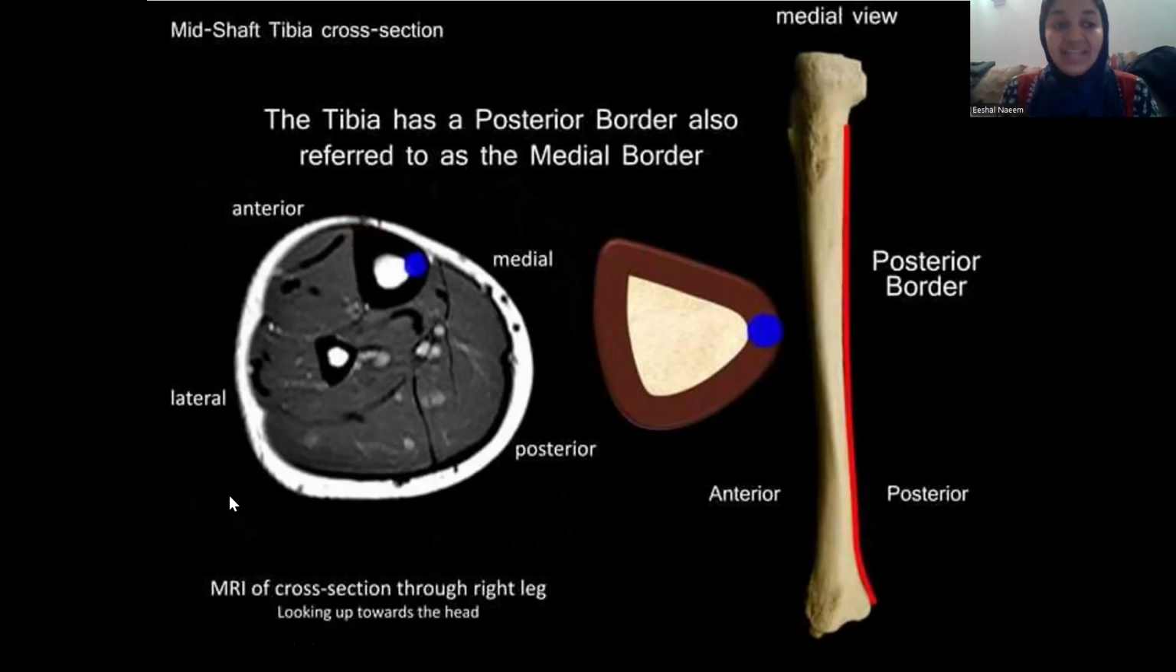Moving on to the medial border. The medial border itself starts near the medial condyle of the tibia. So look at this.